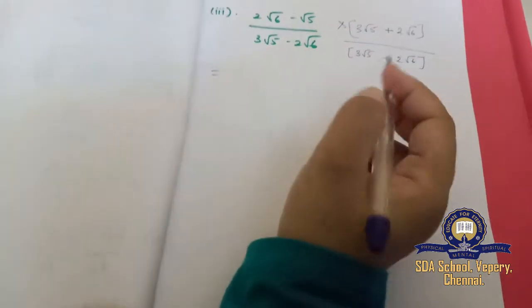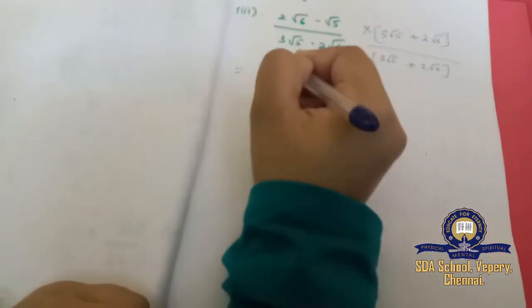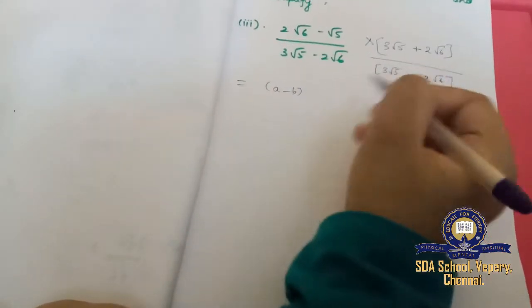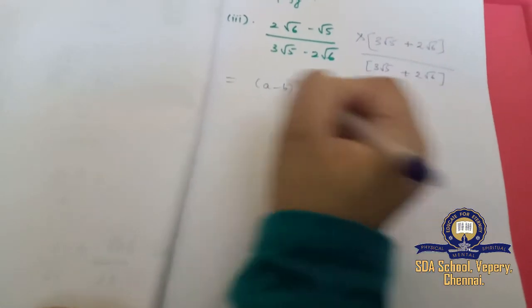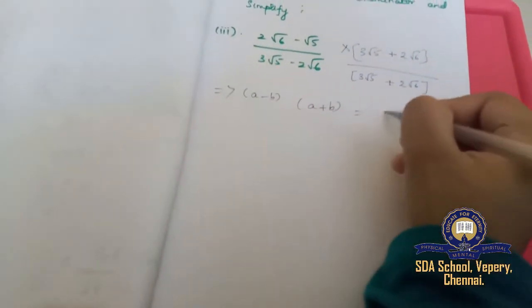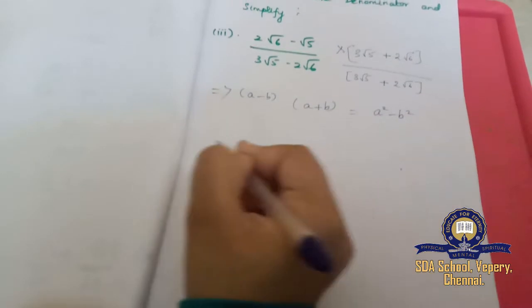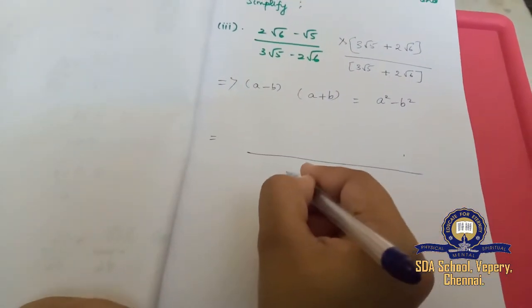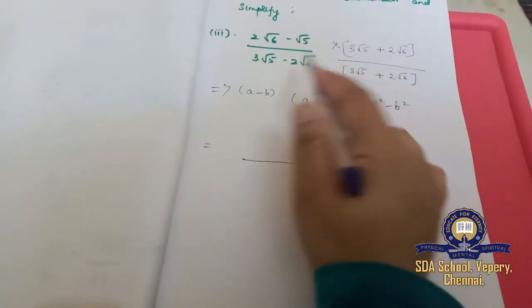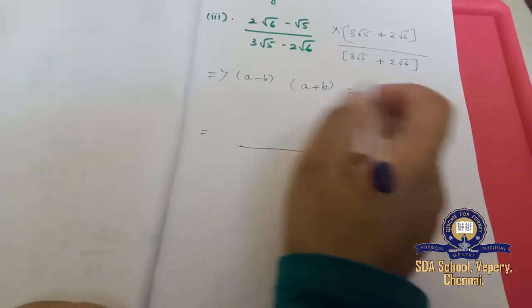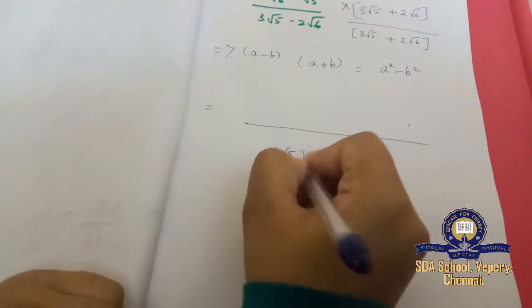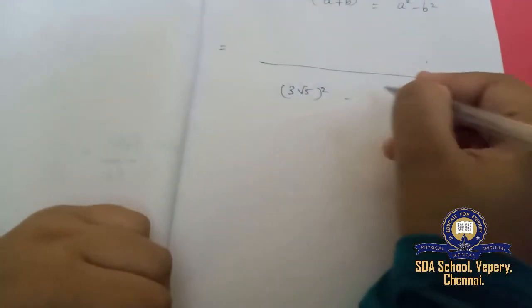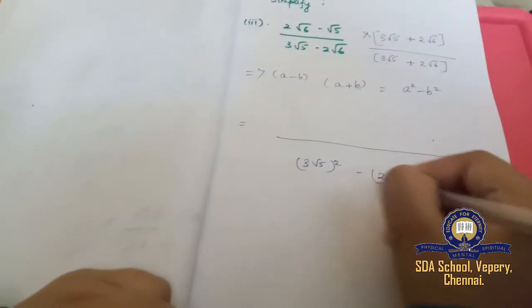Now how do I proceed with this? First of all, let's look into the denominator. What do I have? It is in the form of (a − b)(a + b). Am I right? So what is the identity? a² − b². So the denominator would be written in the form of a² − b², isn't it? Now a would be 3√5 and b would be 2√6. (3√5)² − (2√6)².